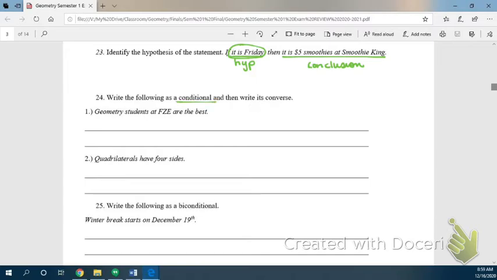Next, it says to write the conditional. Conditional is your if-then statement. Converse is when you flip it and you do the then part first. So geometry students at FZE are the best. So the conditional would be, if you are a geometry student at FZE, then you are the best.